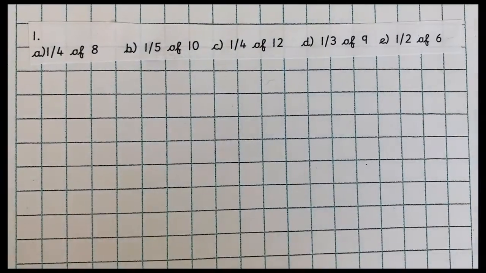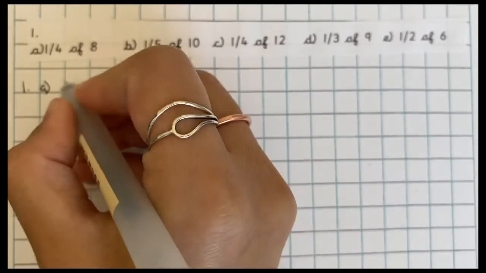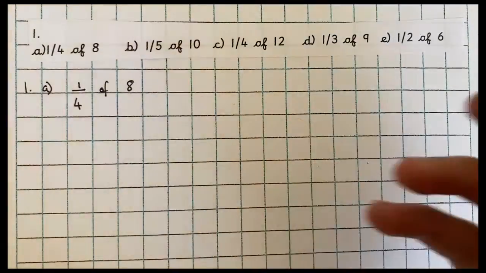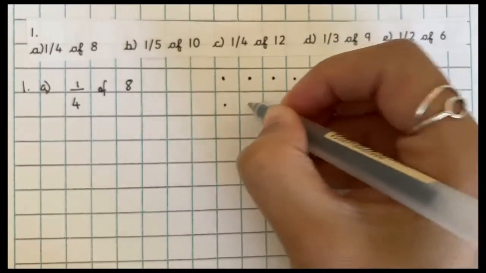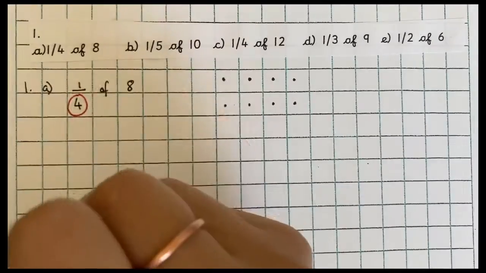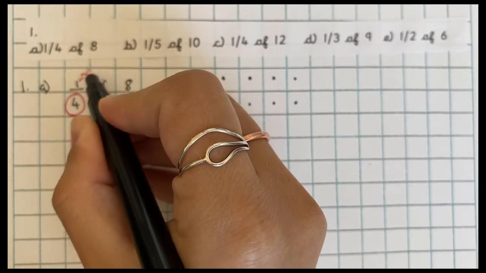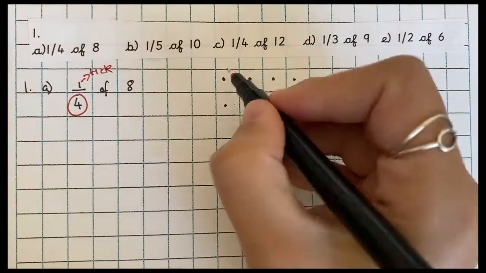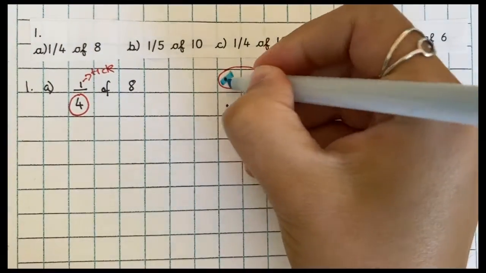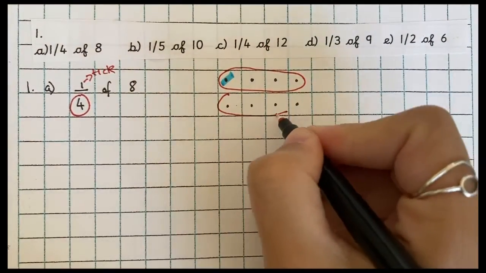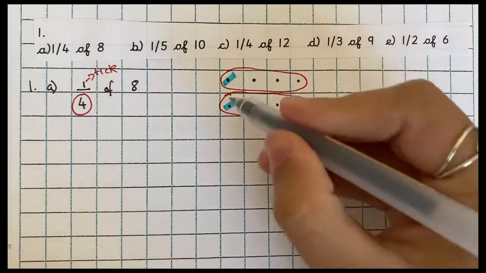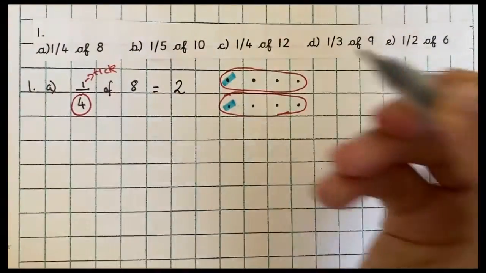Let's find 1/4 of 8. So I'm going to use a similar strategy to before, but this time for my 8, I'm going to draw it out myself. So I'm going to draw 8 dots. And then like before, I'm going to put a ring around 4 and shade or tick 1. Okay, so I'm going to put a ring around 4 there. And I'm going to tick or highlight one of those. Around another 4 and tick or highlight. So in total, we have 2. So 1/4 of 8 equals 2.